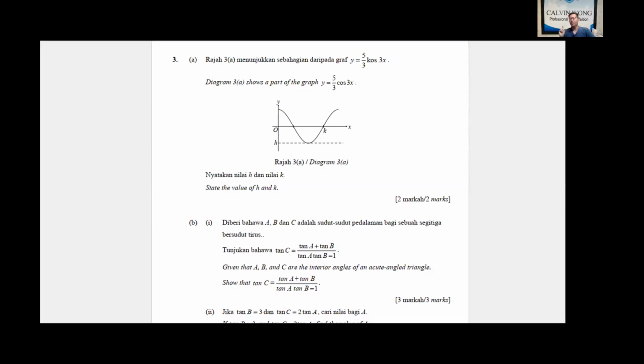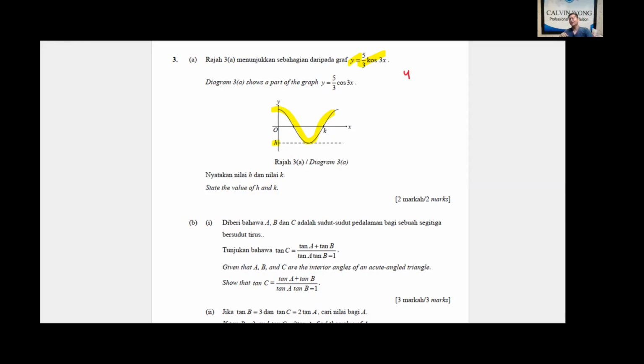They will give you a graph, and then they will ask you to find the value: the amplitude, how many cycles, and any value on the graph, on the diagram. This one is confirmed.